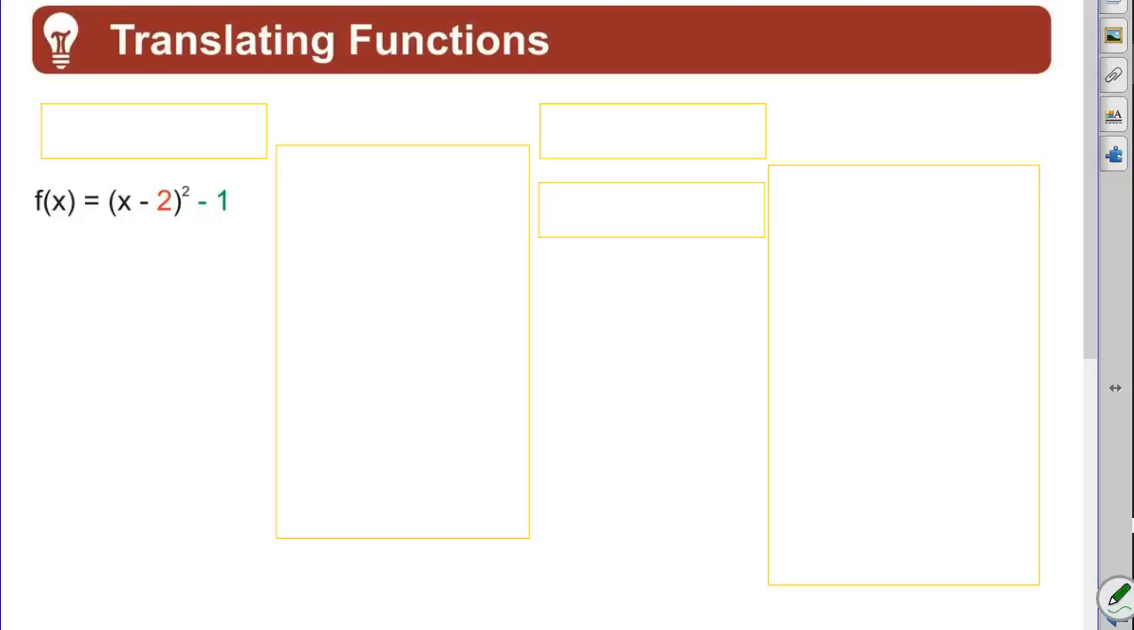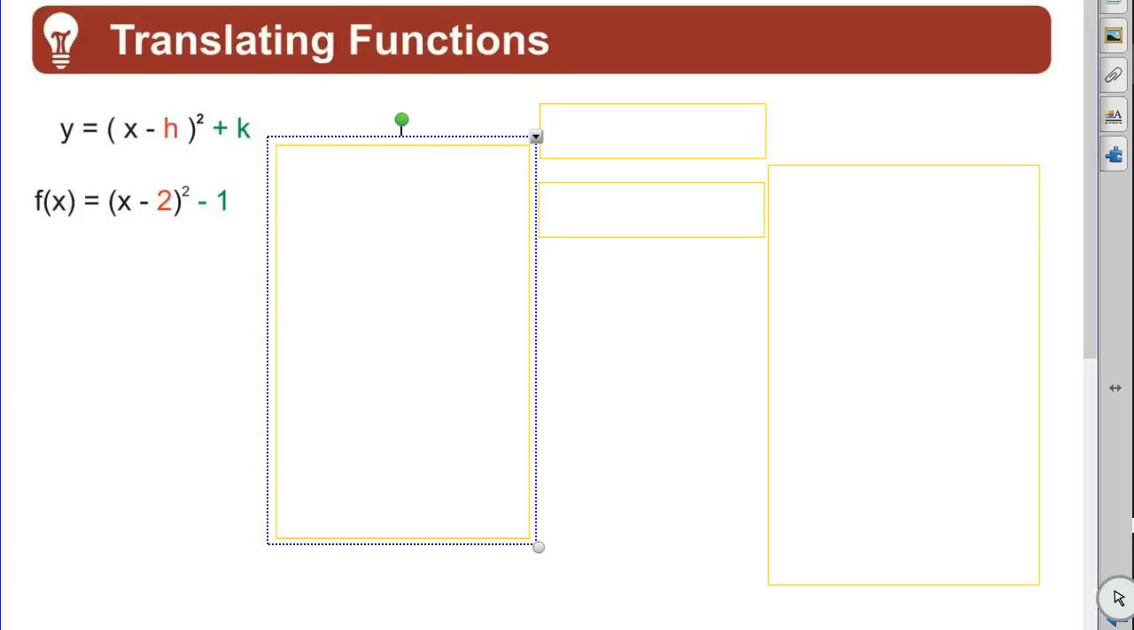All right, so you found the quick review of translating functions. Again, it's just a quick review. I've got a function here, f of x equals the quantity x minus 2 quantity squared minus 1. First off, you have to know the pattern, right? This is a quadratic, and so we know that this is a parabola.